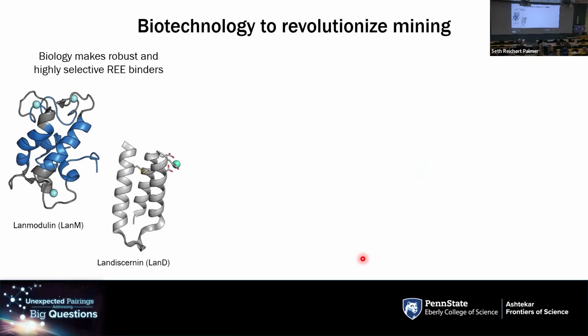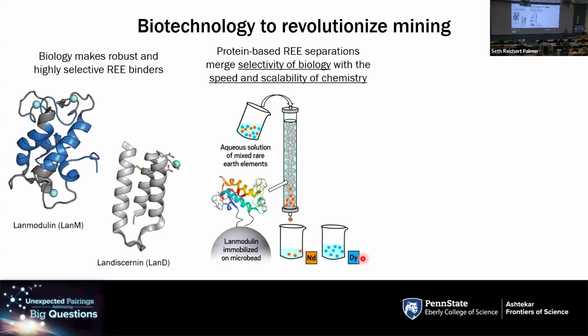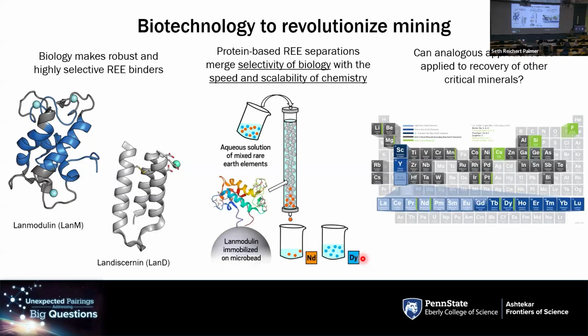They have really, really high selectivity for rare earths. Lanmodulin is one of them, but we've discovered some other proteins as well that have interesting behaviors that we're using for separations as well. And what we envision here is that we can merge the selectivity that comes from a biological system with the scalability that comes from chemical approaches, such as the one that I showed you with the column immobilized protein.